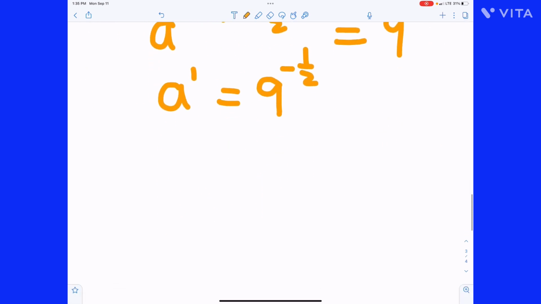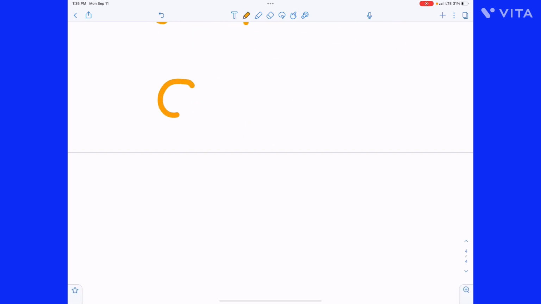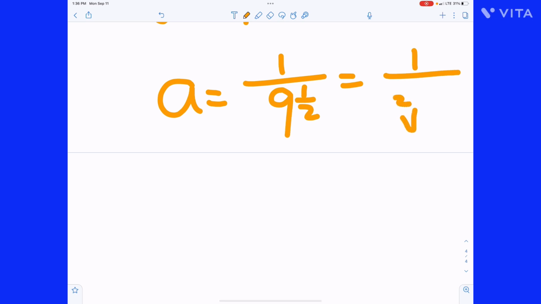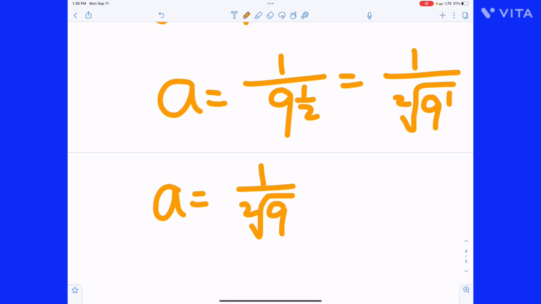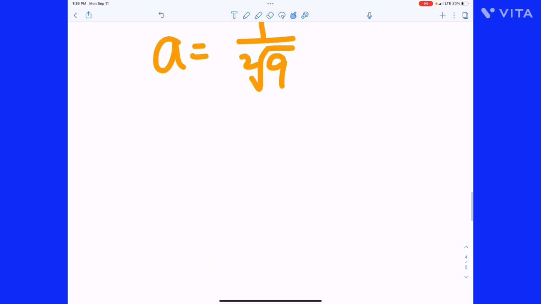So here, what do we get? A is 9 raised to power minus 1 over 2. That's the same thing as a is equal to 1 over 9 raised to power half. You understand? And 9 raised to power half is square root of 9 raised to power 1. So a is 1 over root 9. Right? 9 raised to power 1 is 9. So a is 1 over square root of 9. A is 1 over 3. So that solves the problem for that.